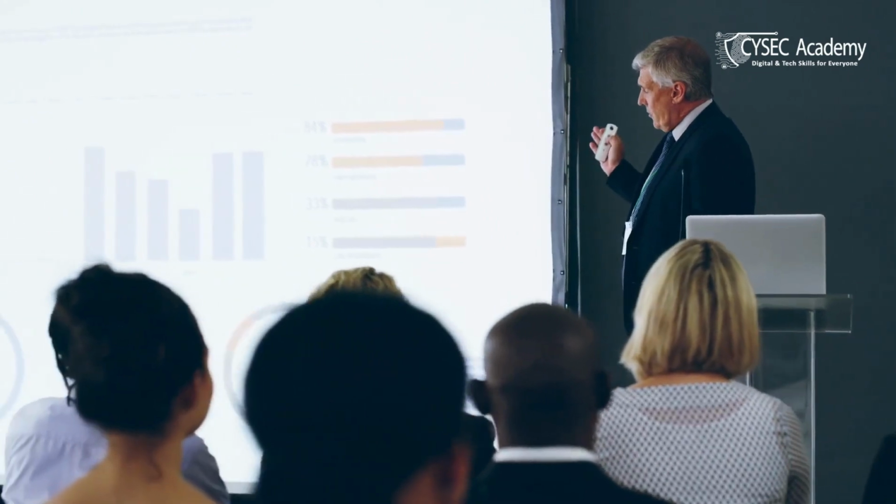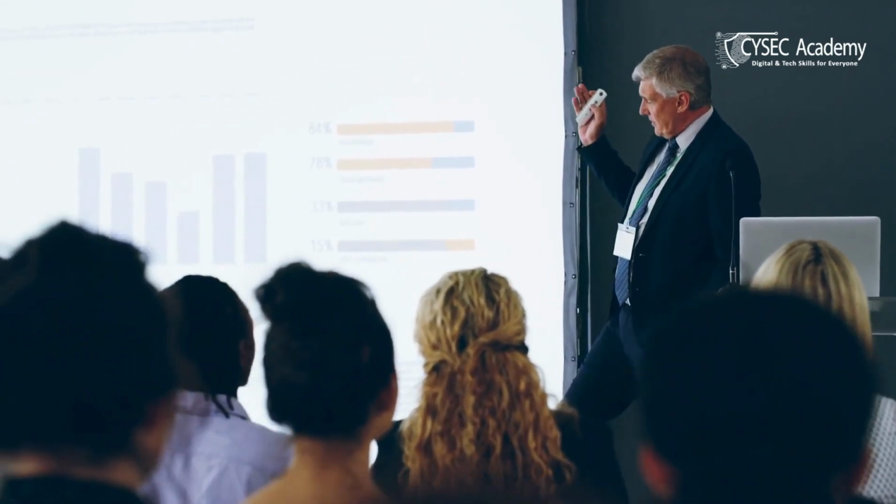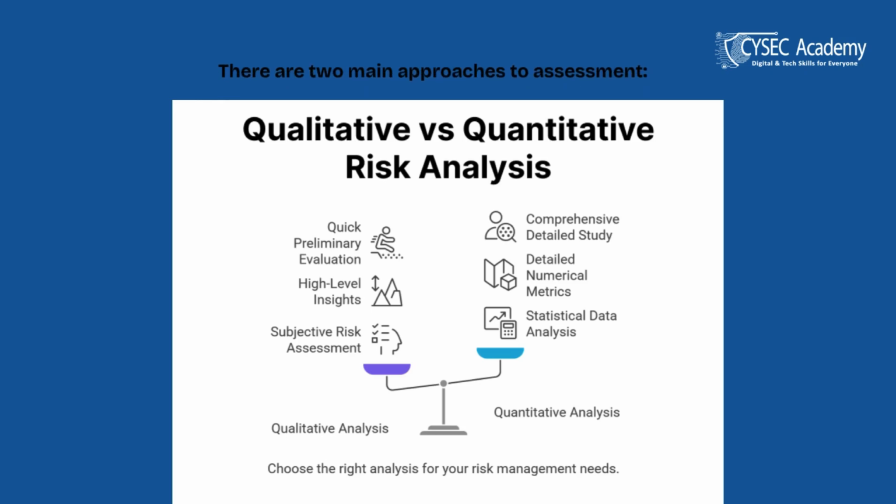There are two main approaches to assessment, which we will explore fully in Module 4. Qualitative uses descriptive scales, e.g. high, medium, low, based on expert judgment and experience. It's generally faster, but more subjective. Quantitative attempts to assign numerical, often monetary values to likelihood and impact, e.g. calculating annual loss expectancy, ALE. It's more objective, but often requires more data and complex calculations. The assessment phase provides the critical information needed to make informed decisions about how to handle each risk.